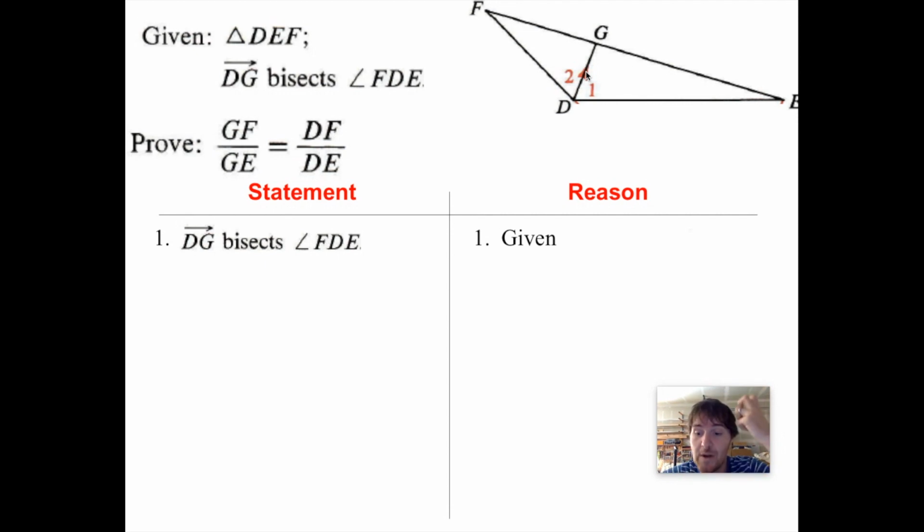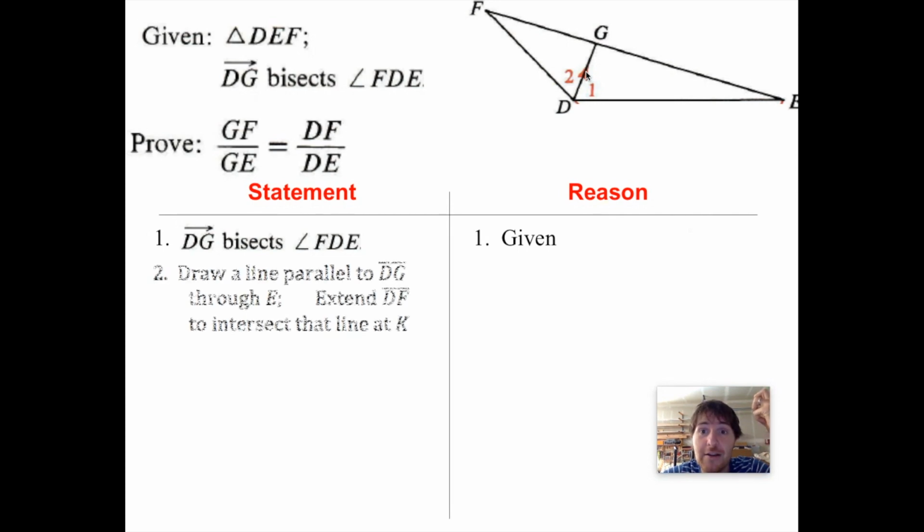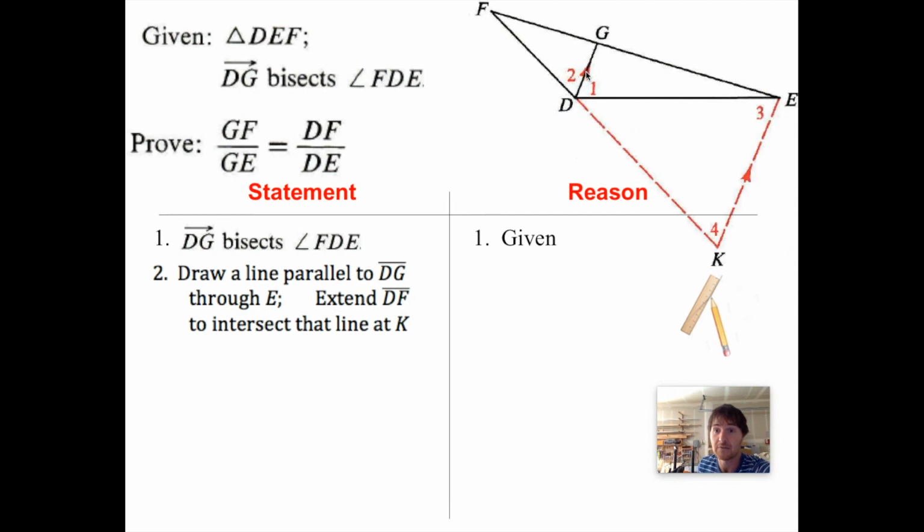So what we're going to have to do is introduce some auxiliary lines to create a new triangle here. See if we can follow this one here. Draw a line parallel to DG through E. There we go. There's my parallel right there. And extend DF to intersect that line, right? Intersect that given line. And there we go. There's our diagram here now again.